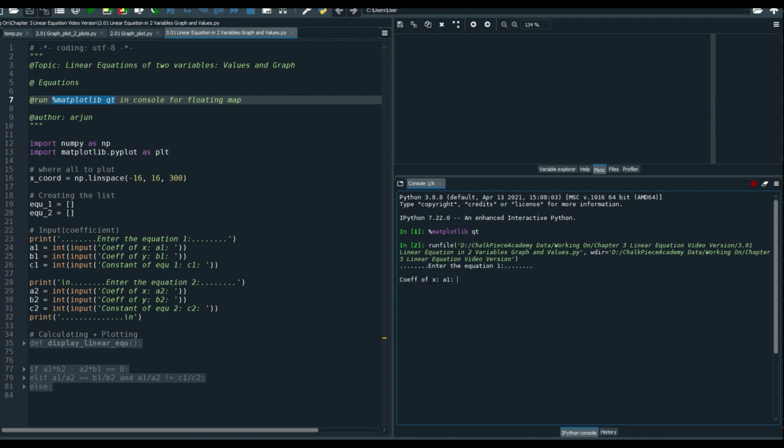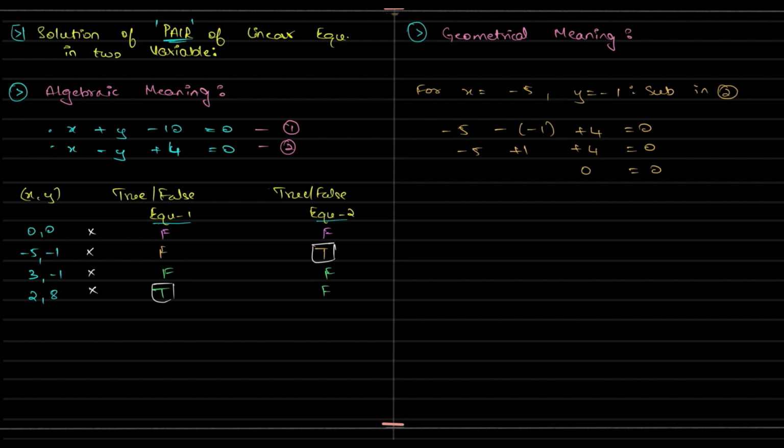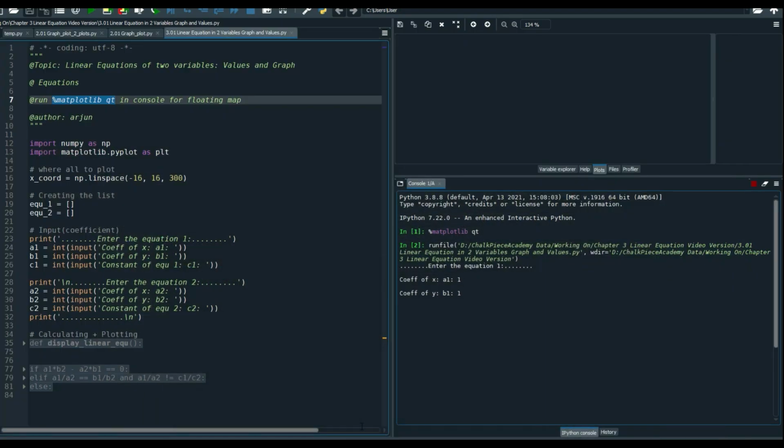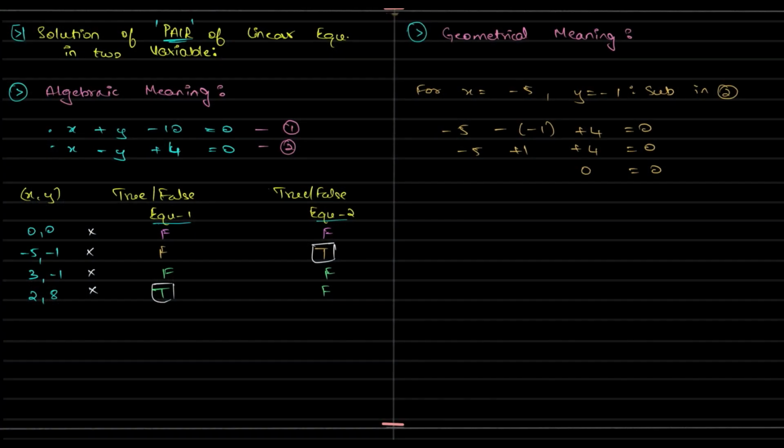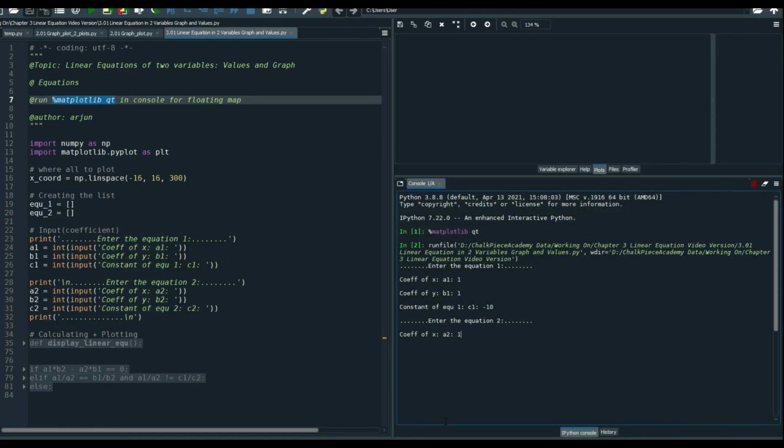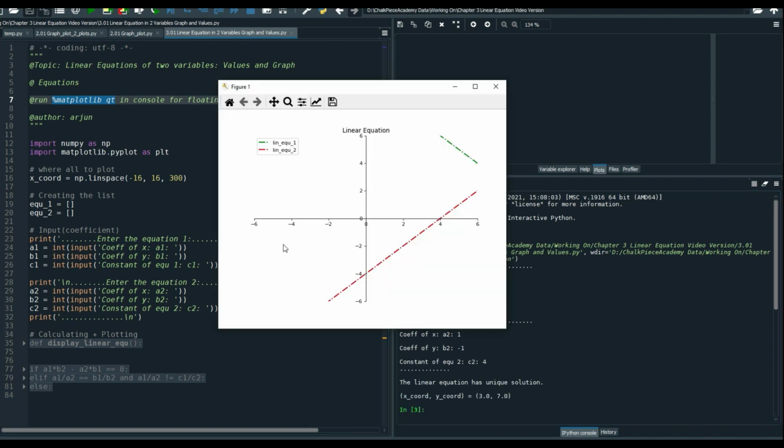So we have the first equation. The coefficients are, I guess, 1, 1 and minus 10. Yes, it is 1, 1 and minus 10. And the next one is 1, minus 1 and plus 4. And we have our graph.